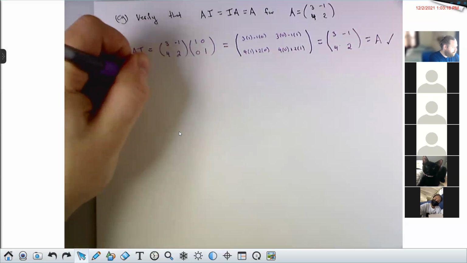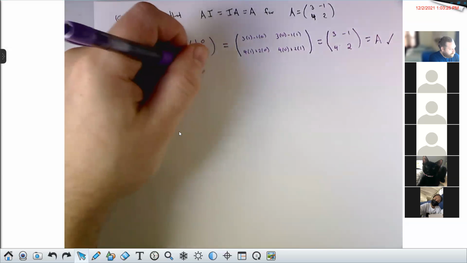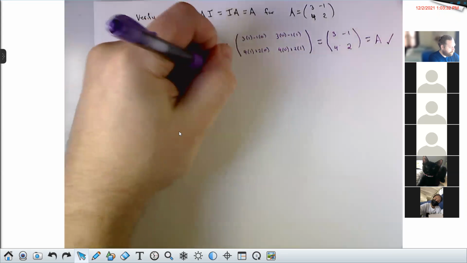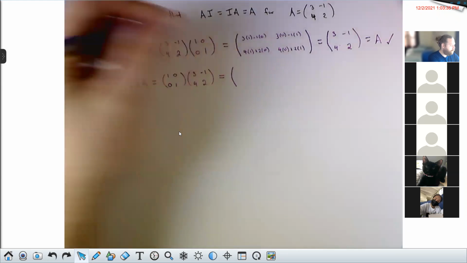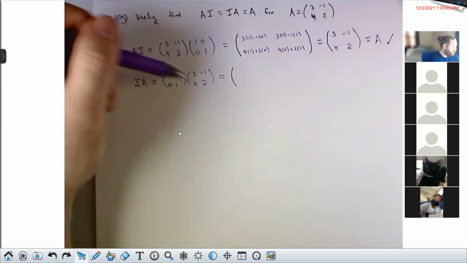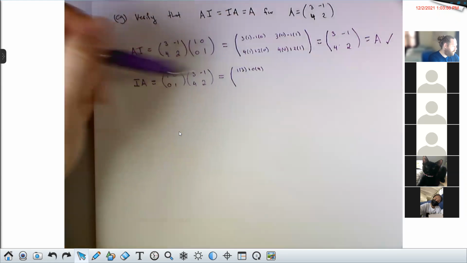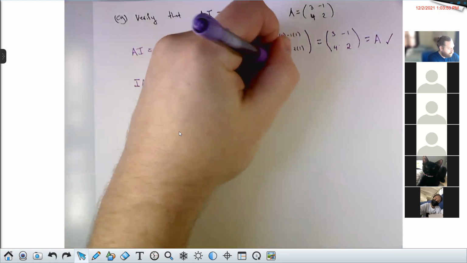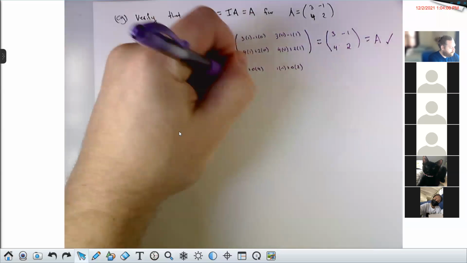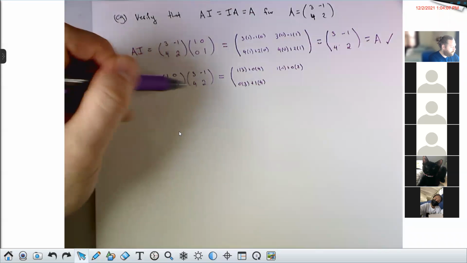If I multiply I times A, if I put the identity matrix first, does that still work? I hope so. But in mathematics, we're inherently very skeptical. So rows here with columns here now. So I'm taking rows from I and columns from A. So that's 1 times 3 plus 0 times 4. Row 1, column 2 gives me 1 times negative 1 plus 0 times 2. Row 2, column 1 gives me 0 times 3 plus 1 times 4. And row 2, column 2 gives me 0 times negative 1 plus 1 times 2.